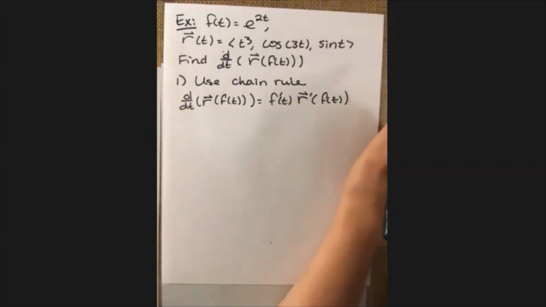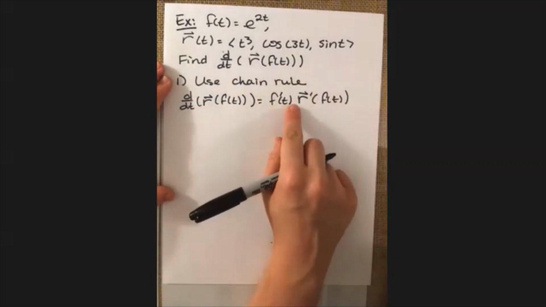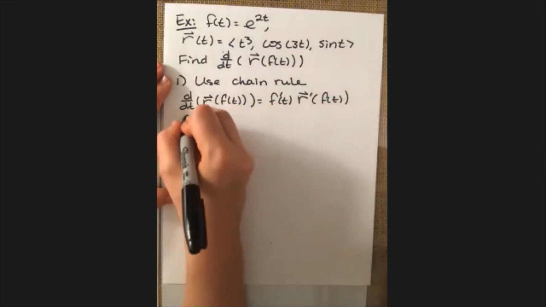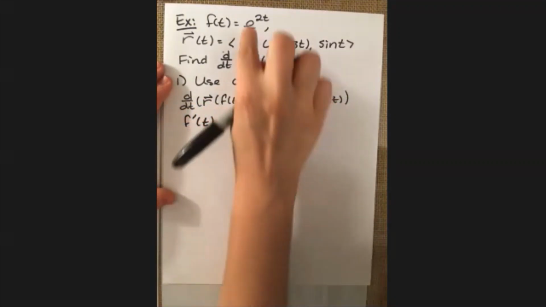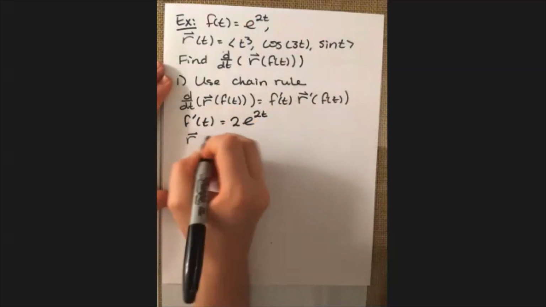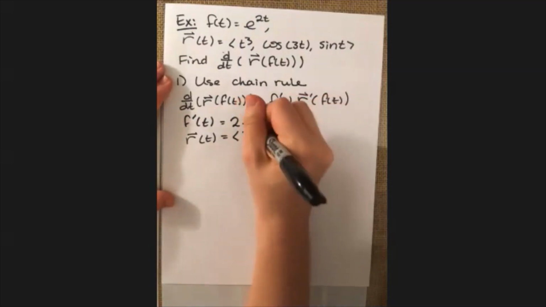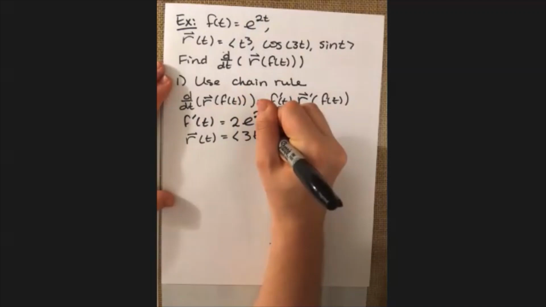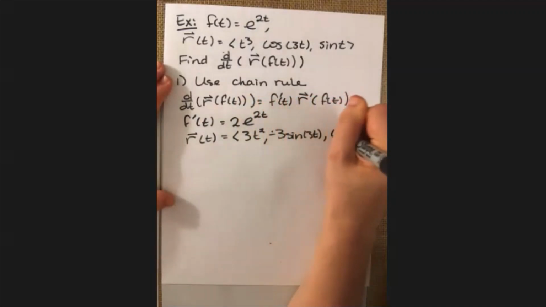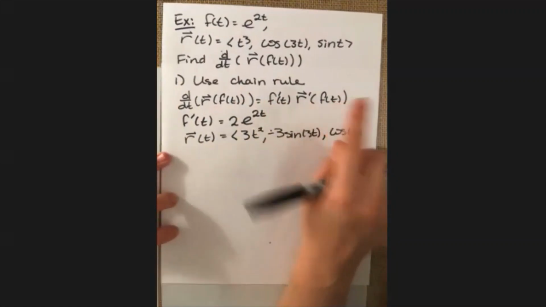Okay. So maybe in this case, it's easiest to just split this up into two pieces here. We're going to take this derivative first, followed by this derivative, and then I'll plug this back in. So f prime of t is straightforward enough. It's just 2 times e raised to the 2t. And then r prime of t is equal to, as we've said before, 3t squared, negative 3 sine of 3t, and then cosine of t, like so.